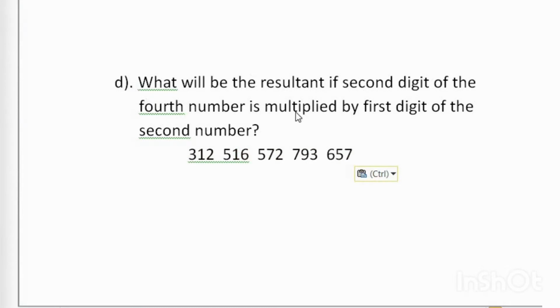Next question, what will be the resultant if the second digit of the fourth number is multiplied by the first digit of the second number? So which is the second digit of the fourth number? Fourth number is 793 and its second digit is 9, right? Now what happens when 9 is multiplied by the first digit of the second number, which is 516, and its first digit is 5. So what is the answer? 9 into 5 is equal to 45.